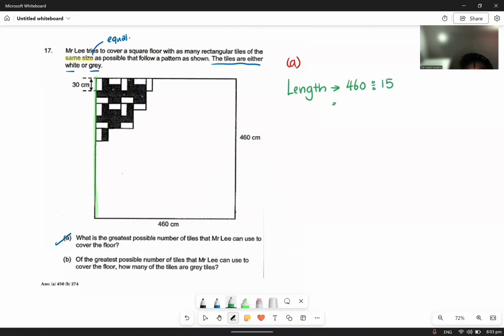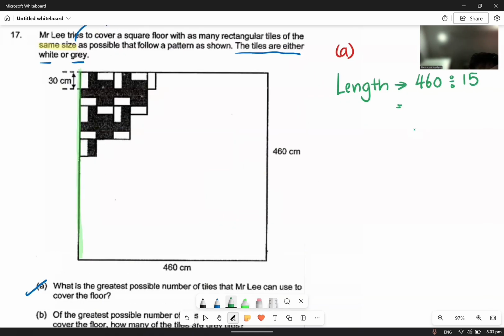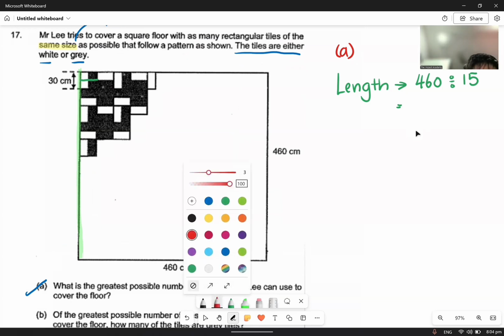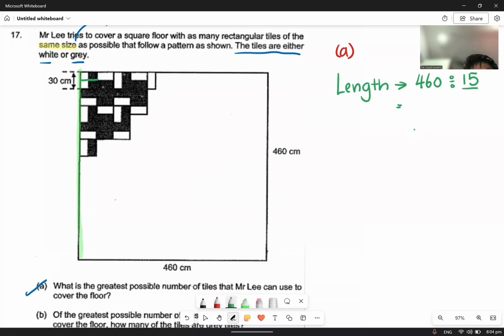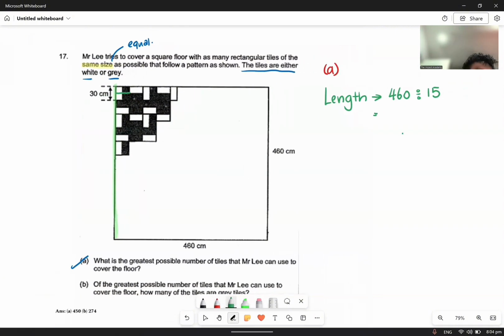I apologize, it should be 15. Now, if you're wondering why 15, when I look at the pattern, you realize that it's 30, then 15, then 15, then 30, then 15. Then I might as well just break everything up into 15. Can you understand? Yeah. I say that again. Why did I not divide by 30? Because I realized that everything is actually 15, then 15, then 15, then 15. You follow my cursor? I'm going to count how many 15s there are. So when I do that, I will do 460 divided by 15.